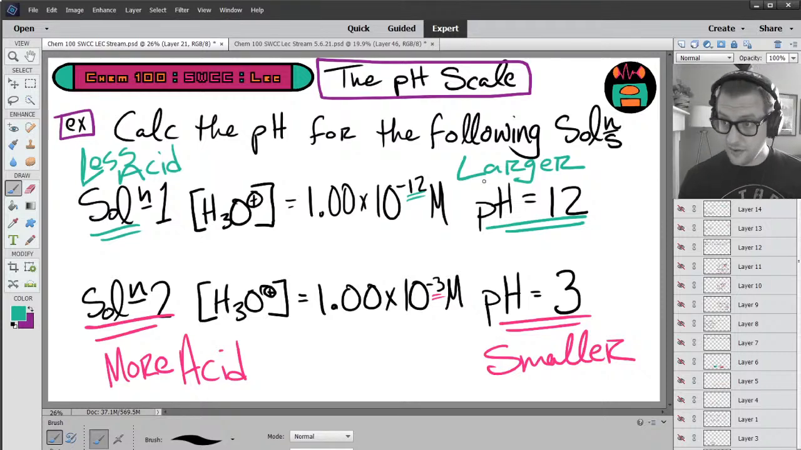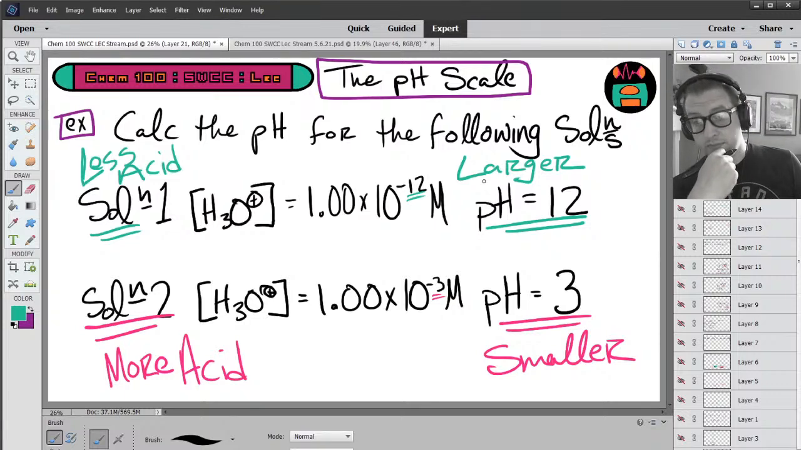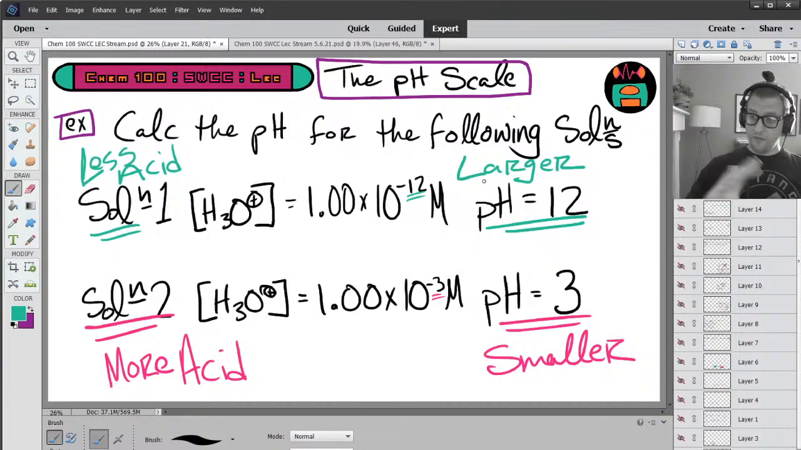So on the pH scale, the smaller you are, the more acidic you are. The larger you are, the less acidic you are. Or, we could say conversely, the more basic you are. All right, so it's reverse, it's inverse. The smaller you get, the more acidic you are. The larger you get, the less acidic you are.